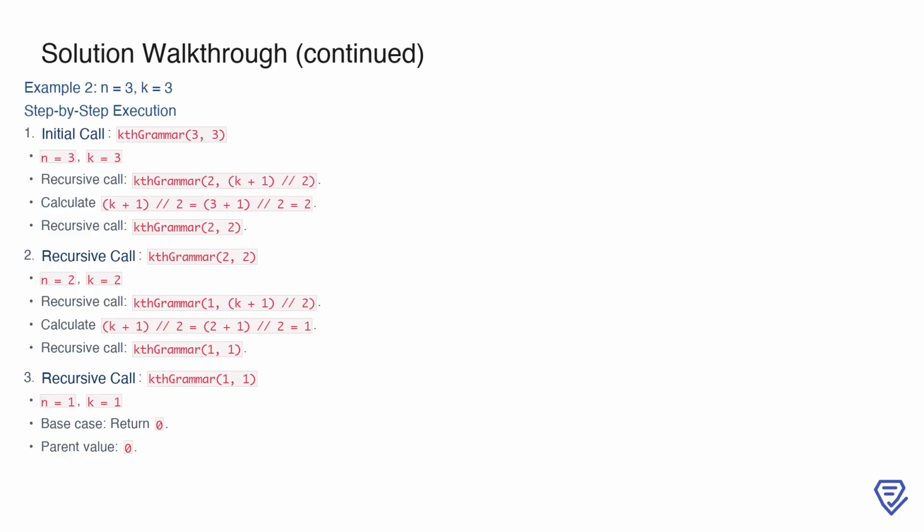In this recursive call, we now calculate the parent position in row 1. Using the same formula, k plus 1 // 2, we compute 2 plus 1 // 2, which equals 1. This leads us to another recursive call, kthgrammar 1, 1. At this point, we've reached the base case where n equals 1, so the first row's symbol is 0. The parent value for row 2, position 2, is therefore 0.